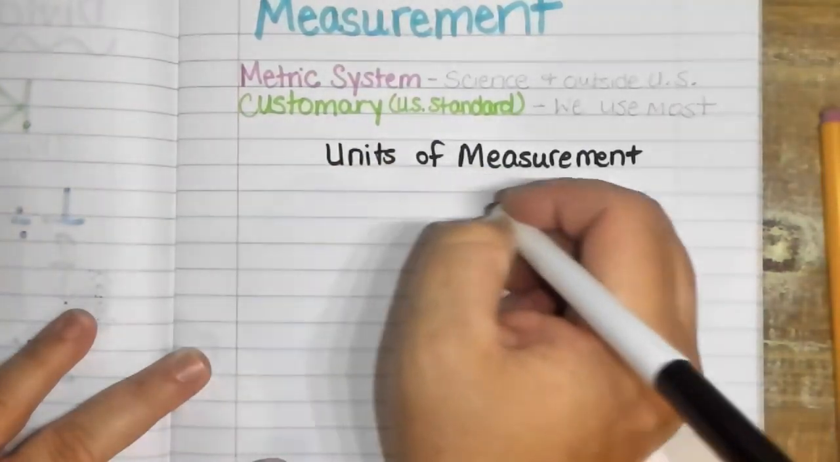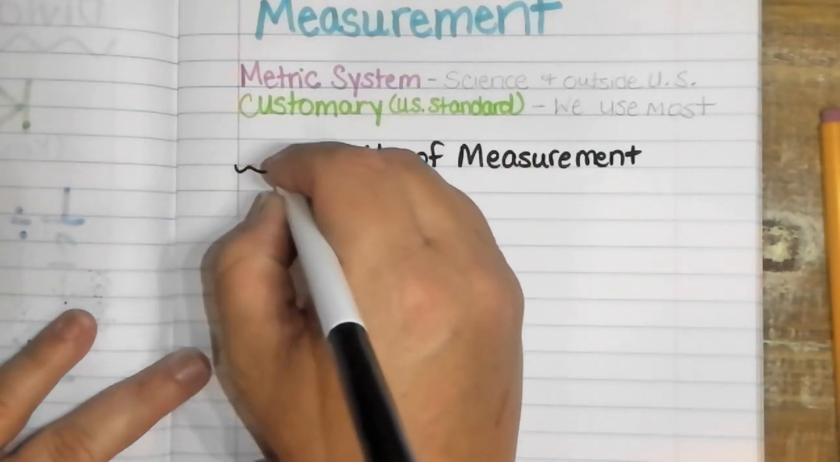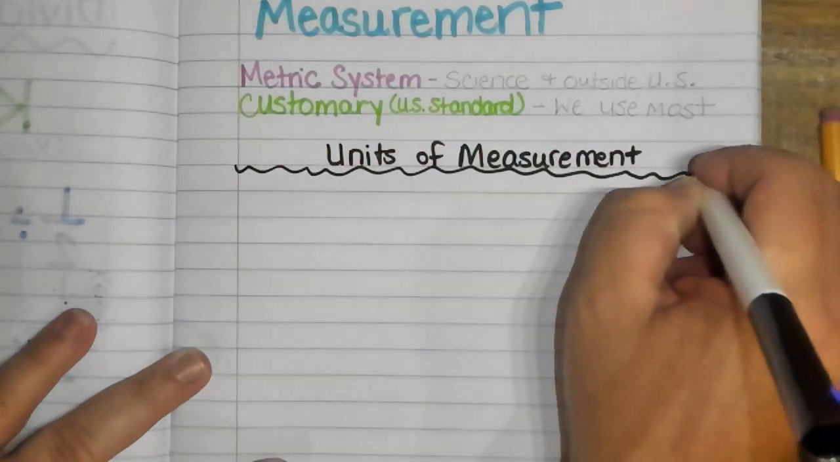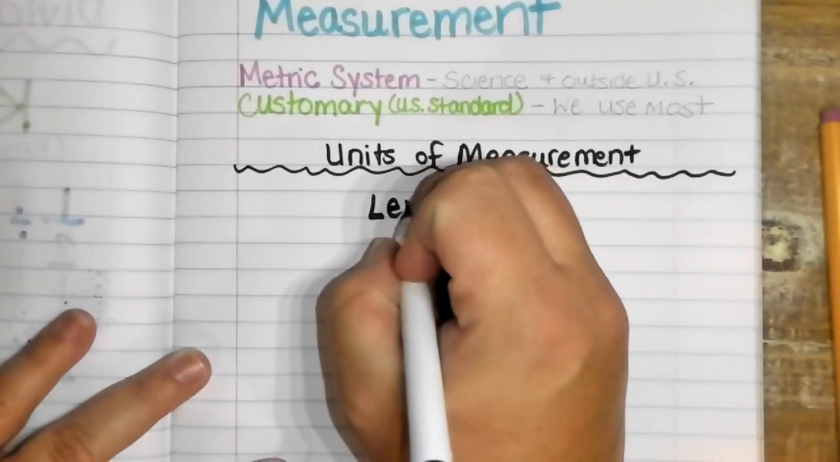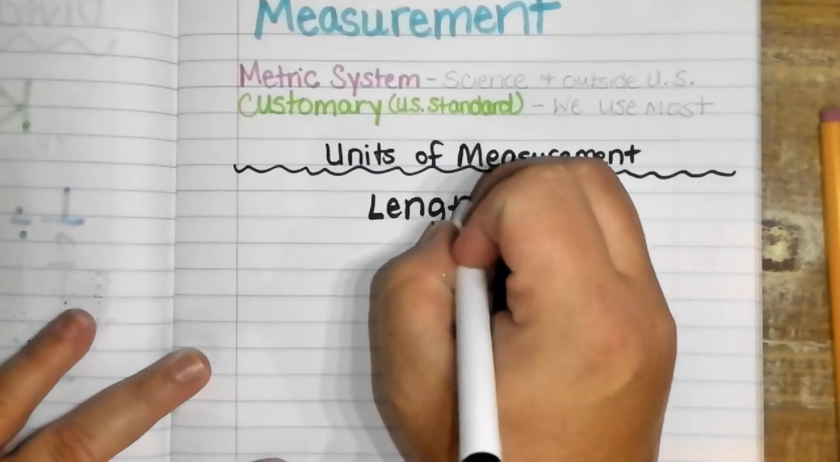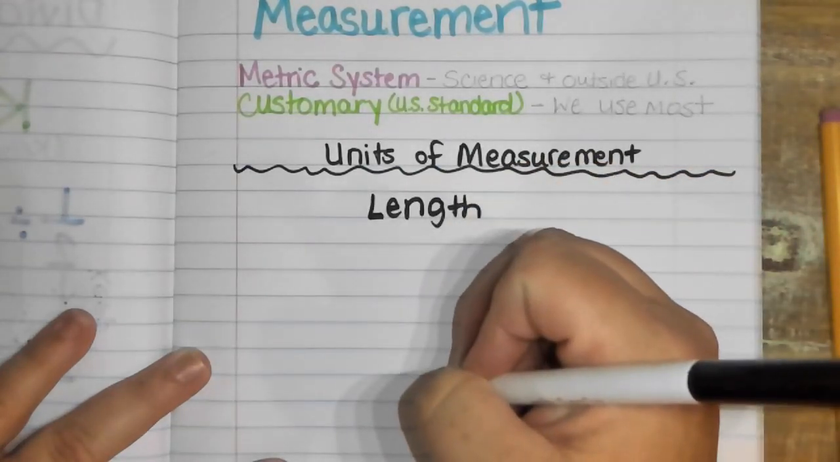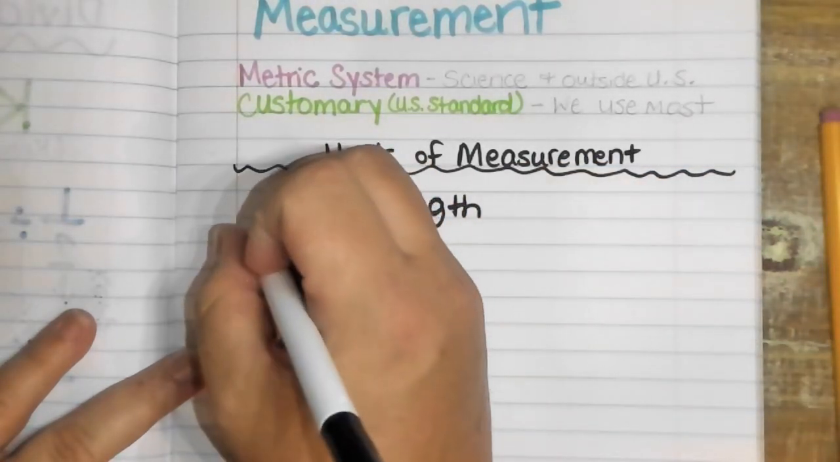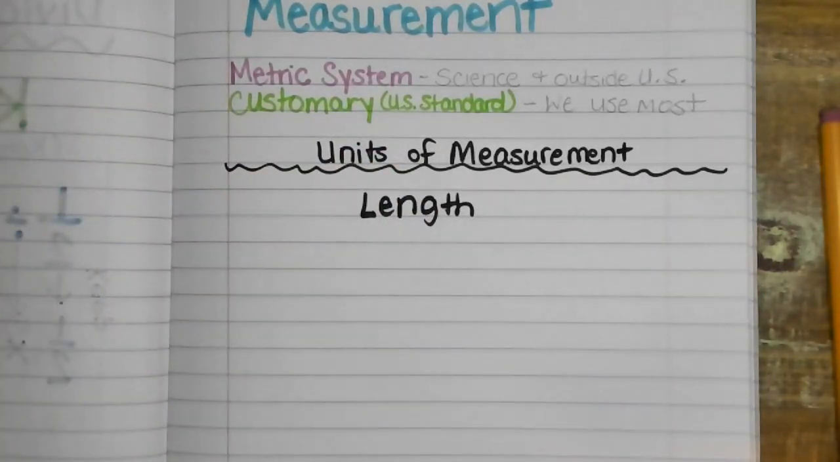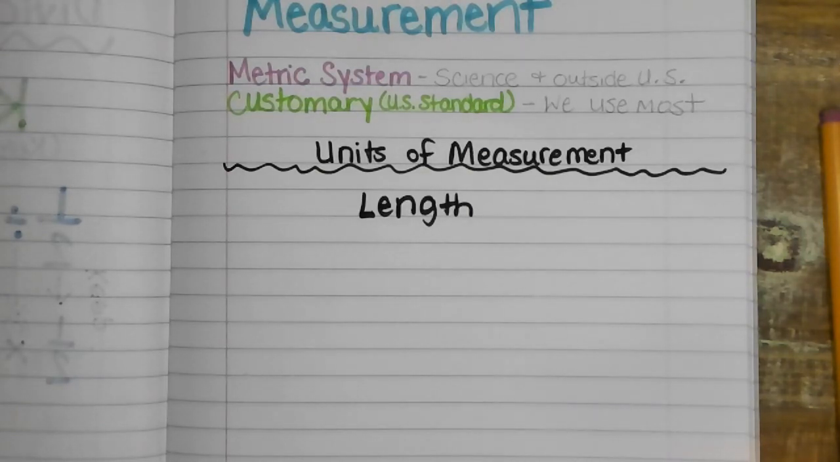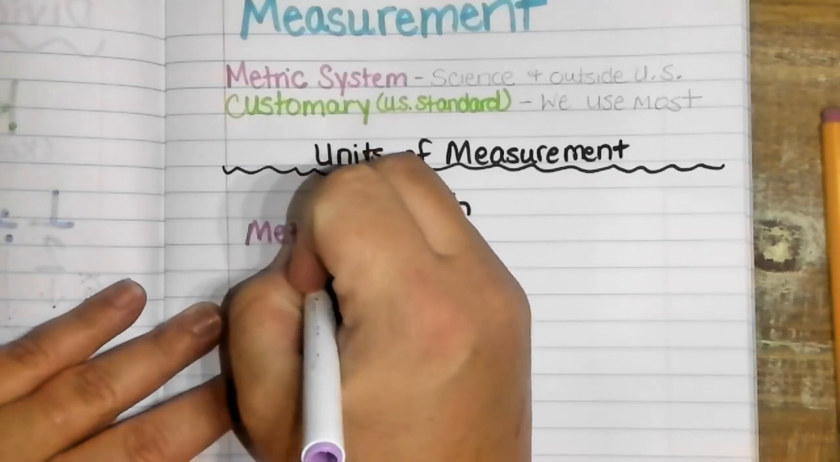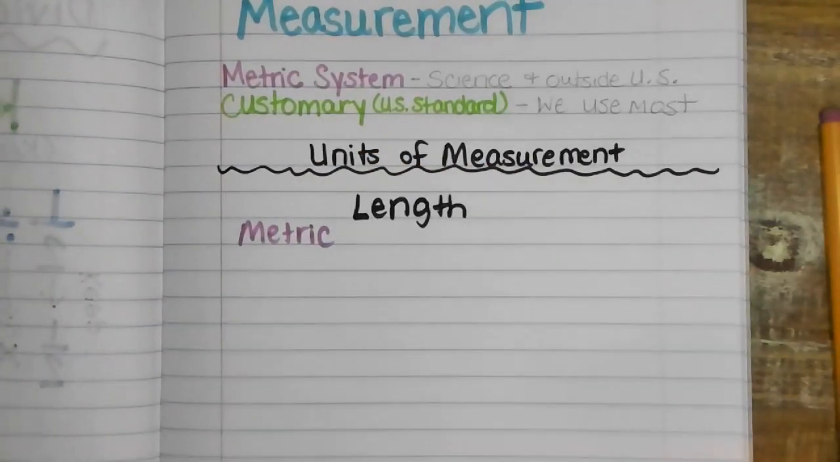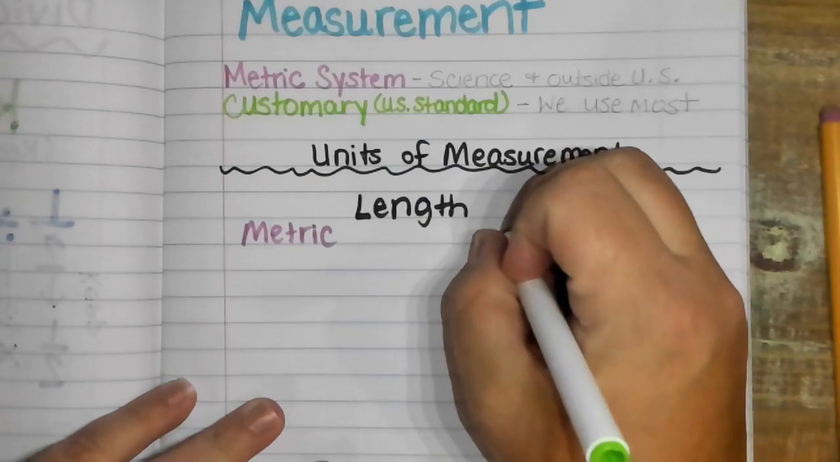Okay, so the first unit of measurement that we're going to talk about and make in our chart is length. When we talk about length, remember our chart has two sides. We have the customary side, and I'll put a C up there so we know this is customary, and our metric side. So we'll do metric, and then on the other side, we'll do customary.